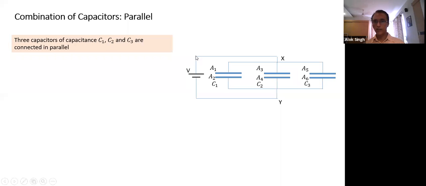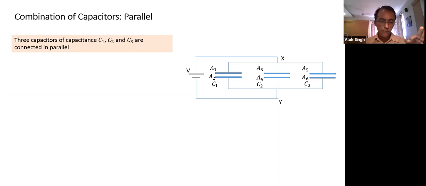If this point has this potential, everything above it has the same. See, all three are connected across terminals X and Y. X and Y are the terminals of the battery. Three capacitors are connected like this. This is called parallel combination. Let's define what a parallel combination is. The top plate has potential X. The bottom plates of all three have potential Y. So all capacitors are connected across identical potential points. Thus, parallel connection.